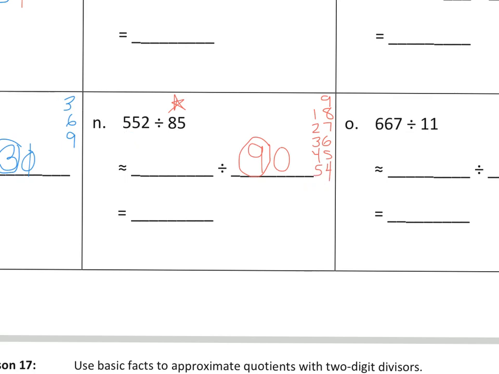So let's round this number down. 552 rounds down to 540. So we can use that basic math fact of 54 divided by 9, which if you count 1, 2, 3, 4, 5, 6, that's 6 times. And we cross off our zeros.